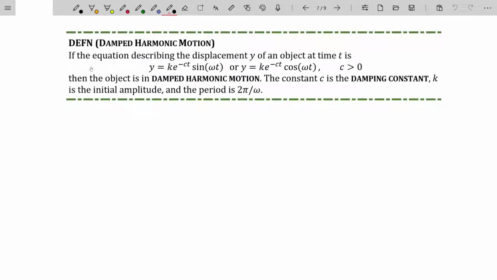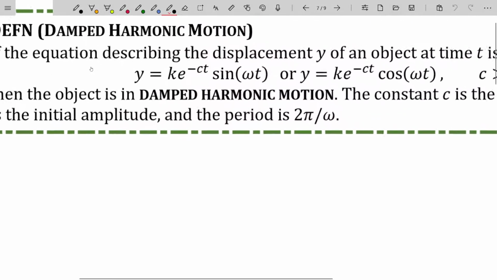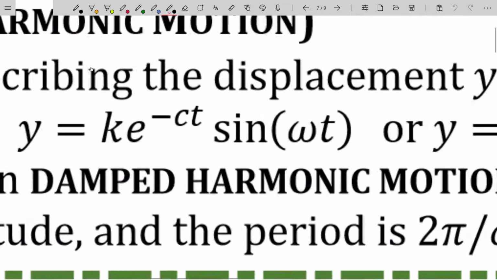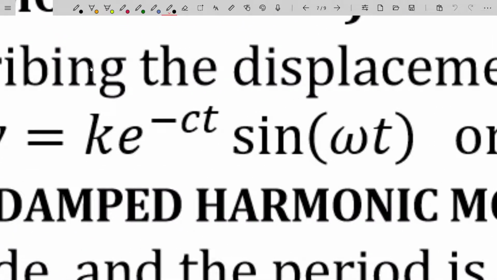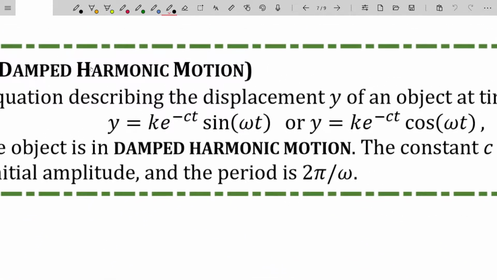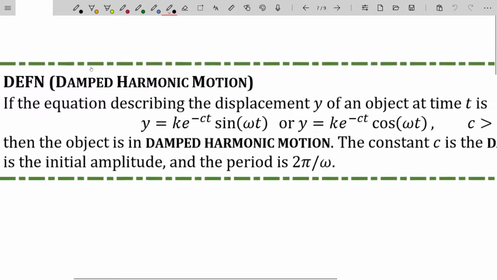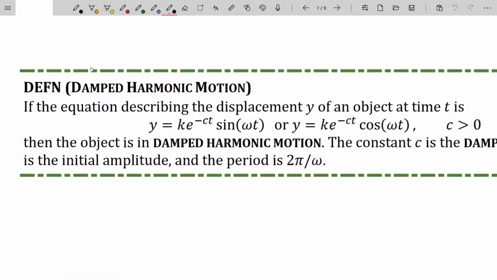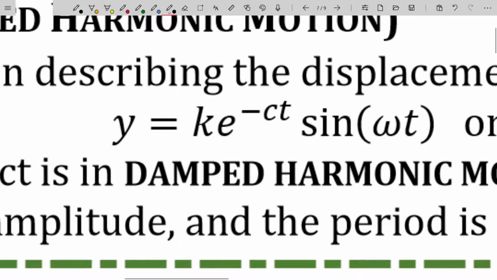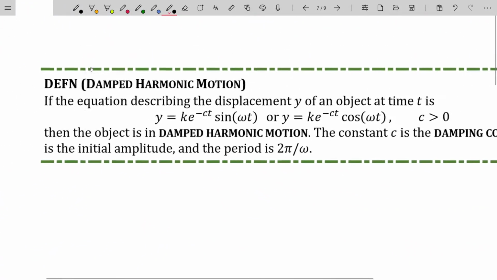So here's the true definition of damped harmonic motion. If the equation describing the displacement of an object is given by these functions, y equals k e to the negative ct. In our cases, what we just saw is we allowed c to be 0.02 and then 0.1, but e to the negative exponent basically as time goes on. As long as you have exponential coefficients like that, where c is positive and yet it has a minus sign in front of it, that causes the dampening. And so that's called damped harmonic motion.